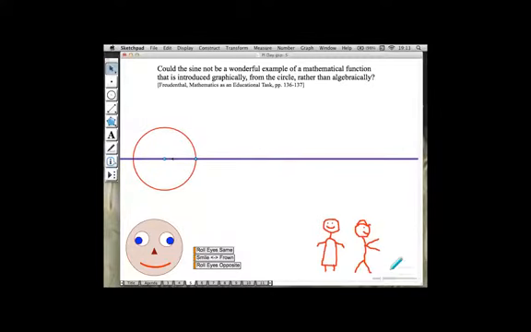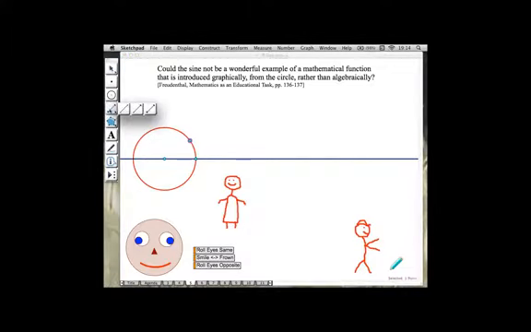Those two motions, if they're combined, can give some very interesting results. And in this little construction, what we're going to do is to take advantage of the observation that Freudenthal made quite a few years ago, that sine is a wonderful example of a mathematical function that can be introduced graphically from the circle rather than algebraically. So we can do that and have a little fun with it at the same time.